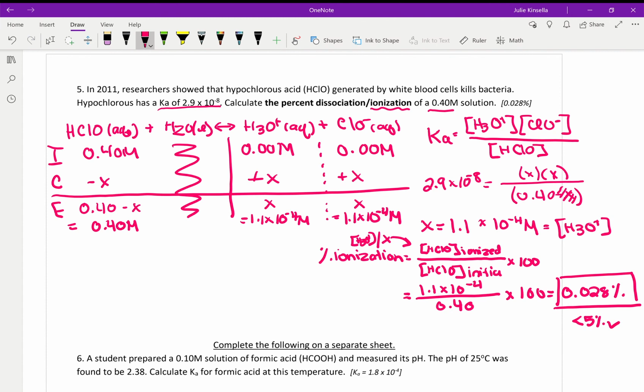Right, so it's very easy, very similar to the last calculation. The only difference is doing this percent ionization calculation once we find our concentration of hydronium. And that's it.